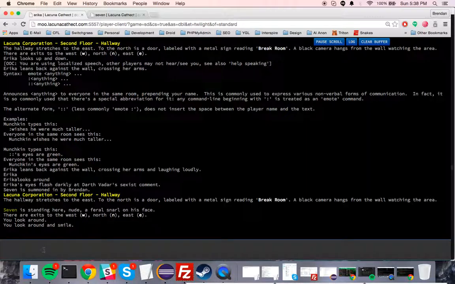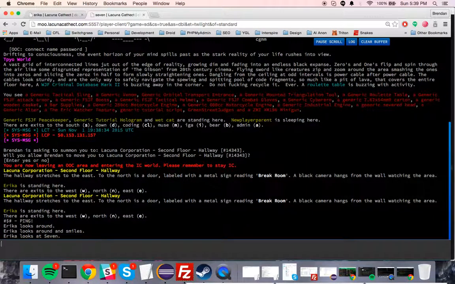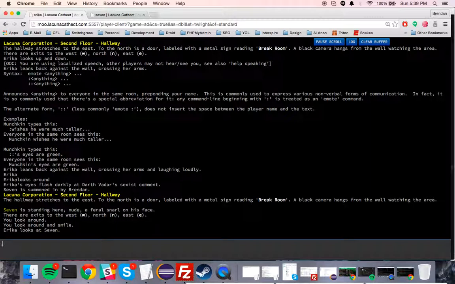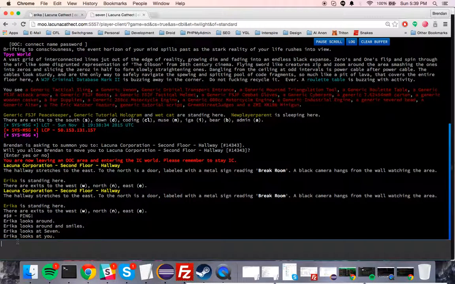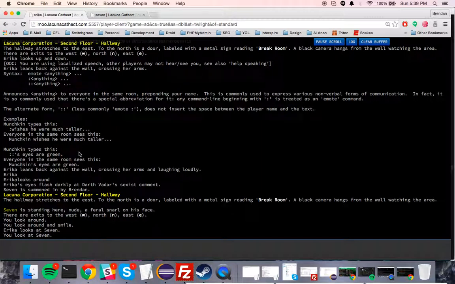Another great thing about it is that it matches names when they're used so that someone else can see something in the first person for them, not just a general third person. Whereas if I do emote looks at Seven, it says Erica looks at Seven. Seven sees Erica looks at Seven. If I do it via a pose dot look at Seven, I see you look at Seven, and Seven sees Erica looks at you.